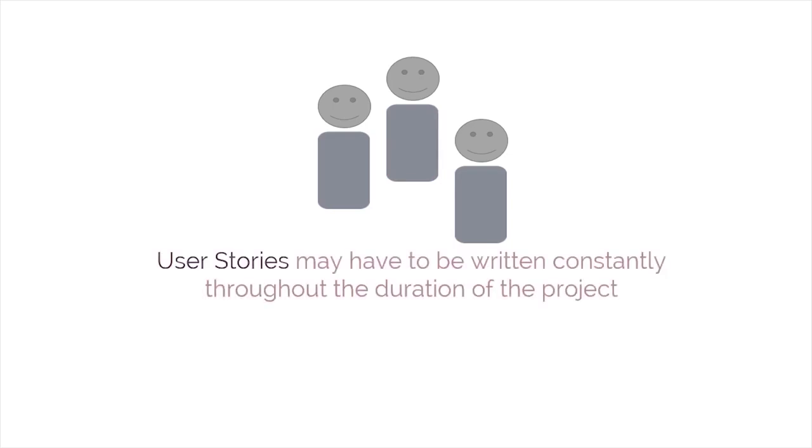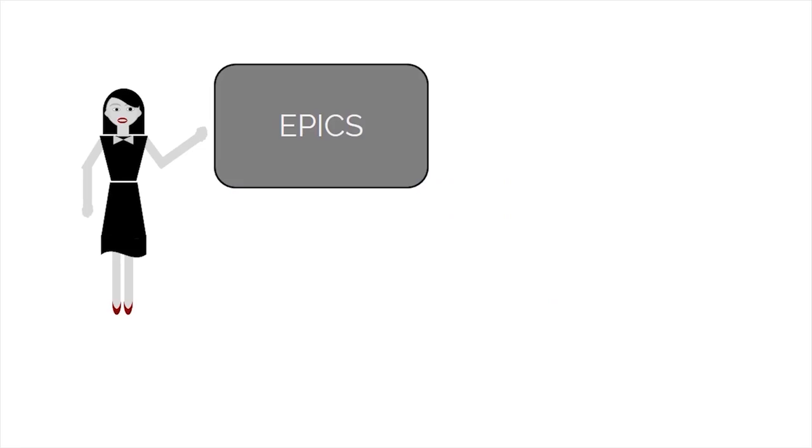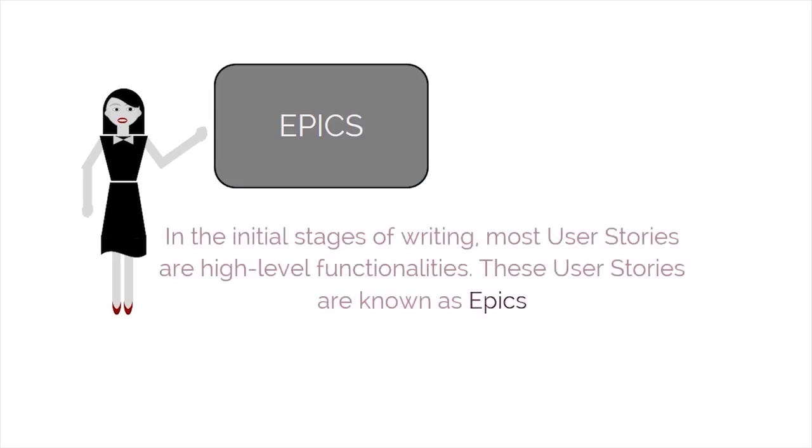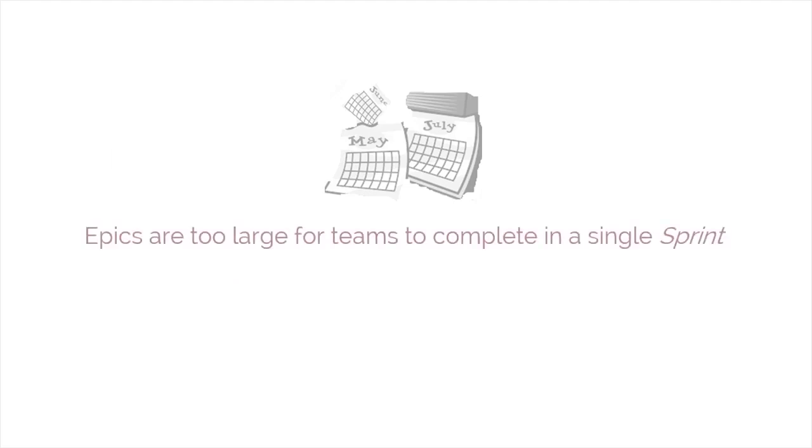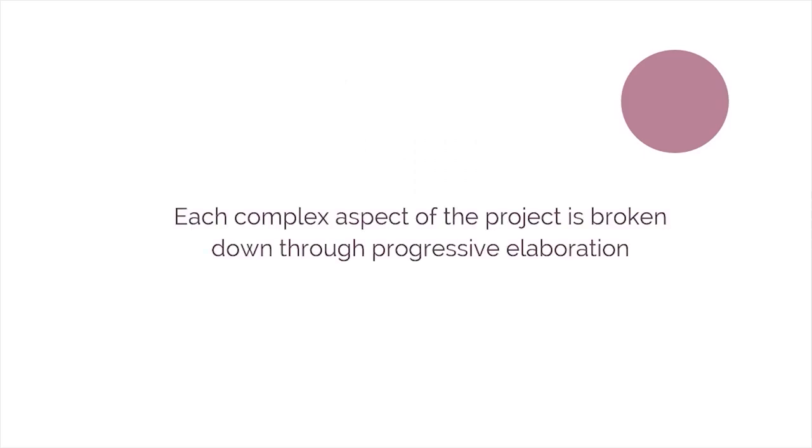Well, user stories may have to be written constantly throughout the duration of the project. In the initial stages of writing, most user stories are high-level functionalities. These user stories are known as epics. Epics are usually too large for teams to complete in a single sprint. Therefore, they're broken down into smaller user stories. Moving on, each complex aspect of the project is broken down through progressive elaboration during the prioritized product backlog process.